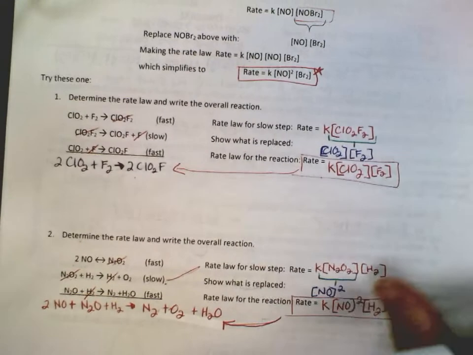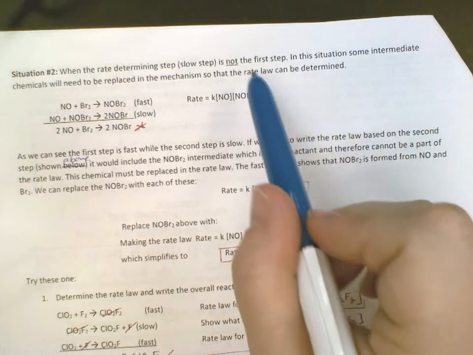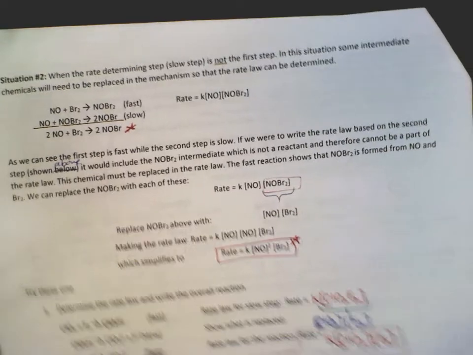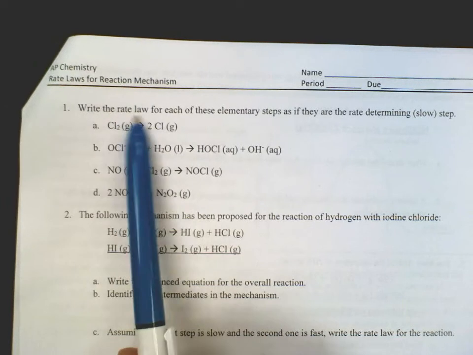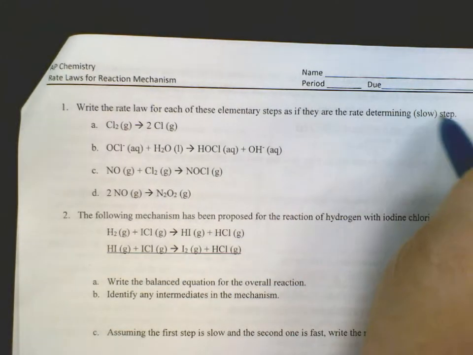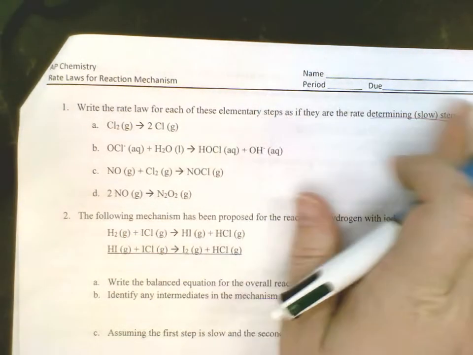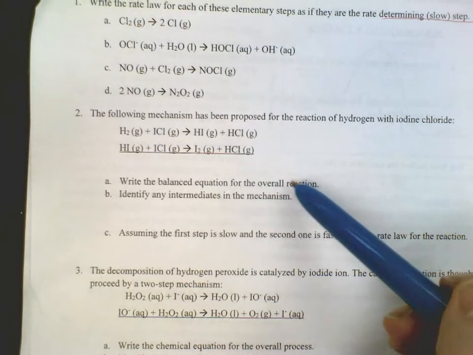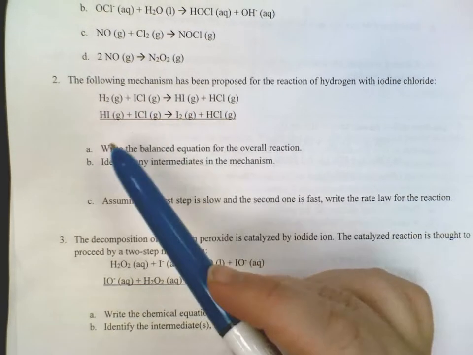So this one's a little bit different when our rate determining step, our slow step, is not that first step. When it's the second or third one, we have to do a little more work just to replace some chemicals to determine our rate law. So your practice on this is on the next page there. You're going to write the rate law for each of these. We're going to assume that all of these are the slow step. Okay, so if these were the slow step, we're going to just write the rate law that would correspond with them. And then some of these other ones, we're going to be adding our reactions together to get our overall reaction. Identifying any intermediates, so what chemicals.